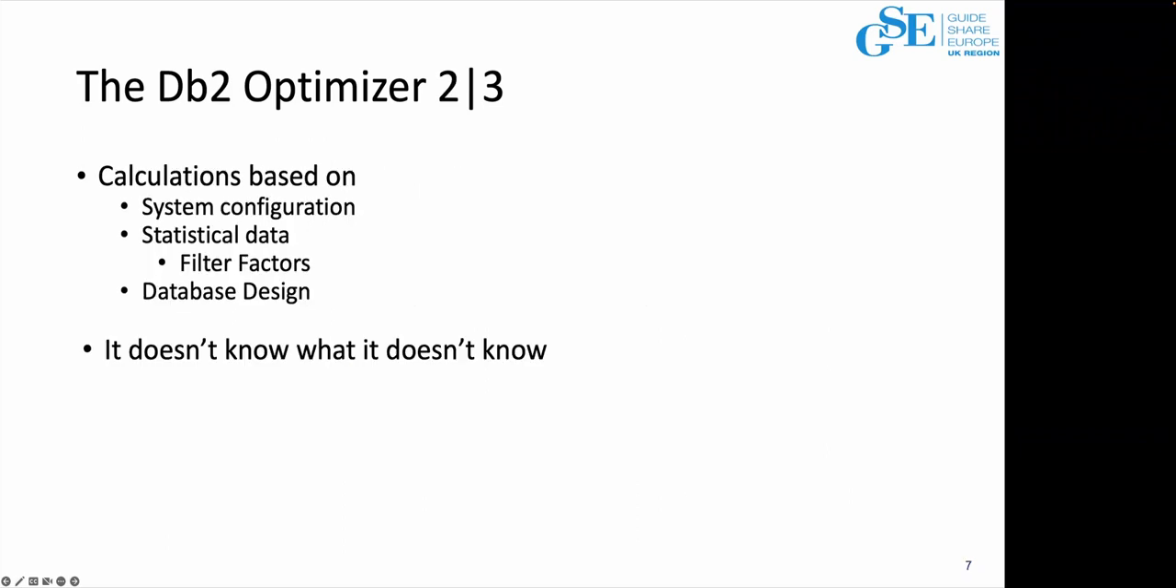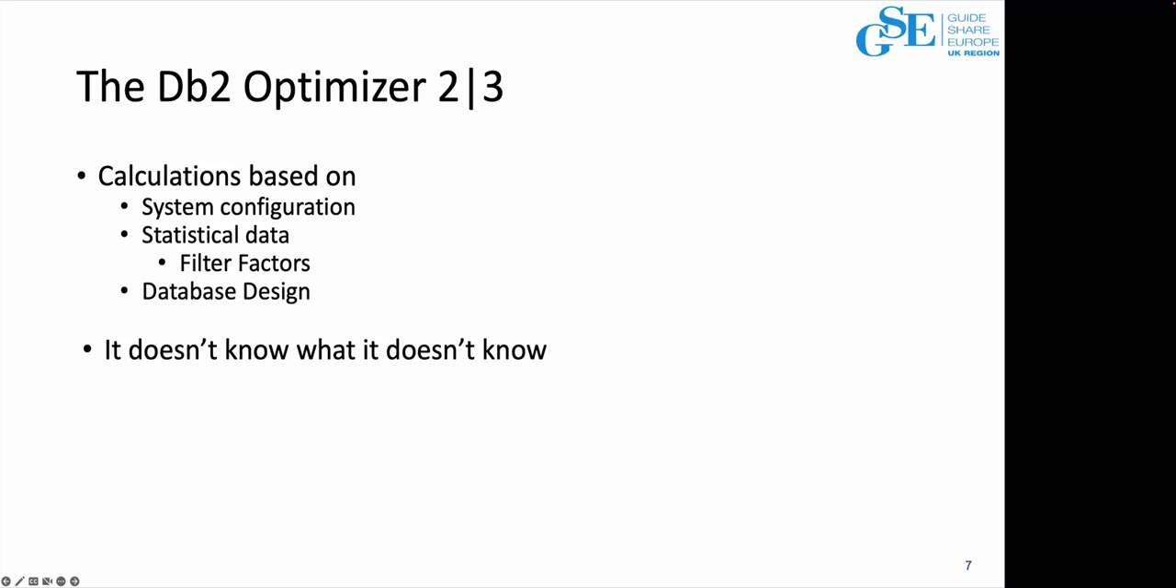The optimizer's calculations are based on our subsystem configuration, the statistical data that it has available, and our database design. For system configuration, this encompasses things like ZPARMs, which can impact query parallelism, as I've just mentioned on the last slide. Without accurate statistics, DB2 can't really estimate the cardinality and distribution of data, which can impact the decisions that the optimizer makes.